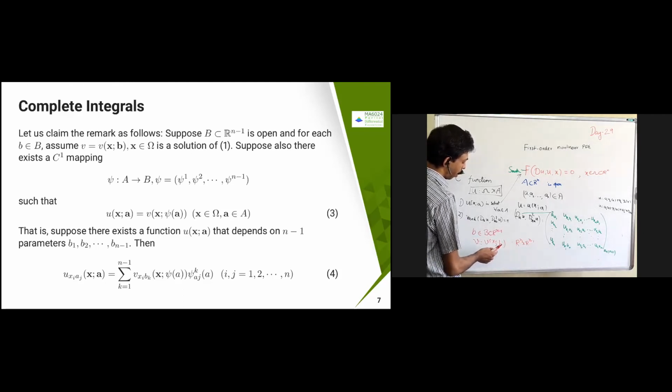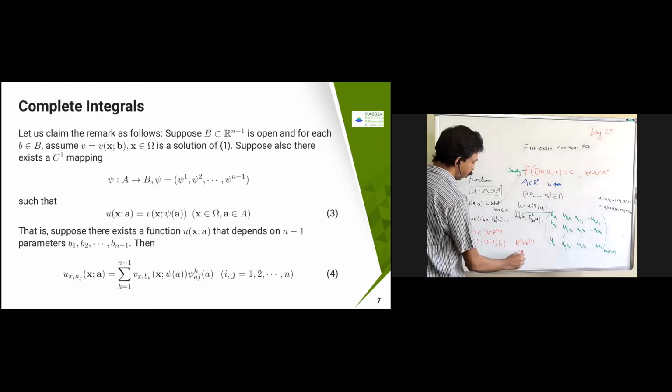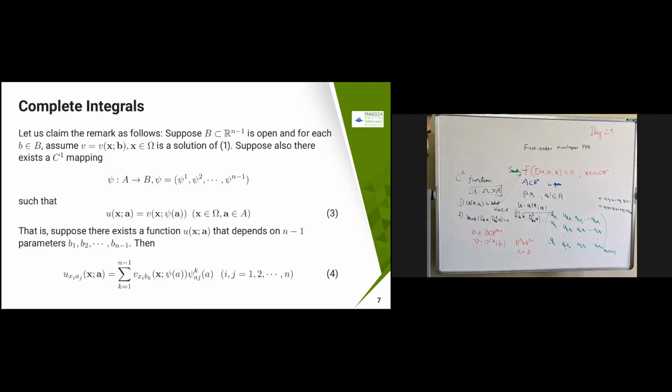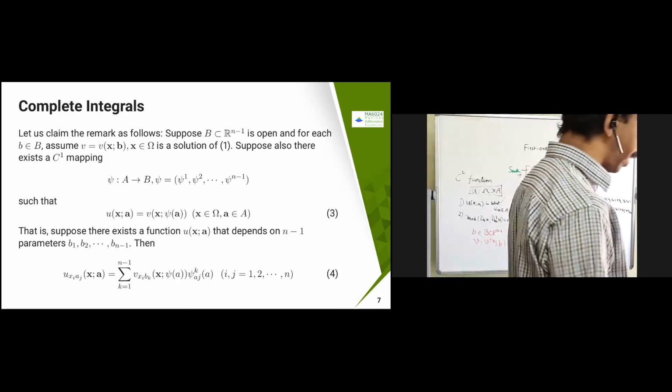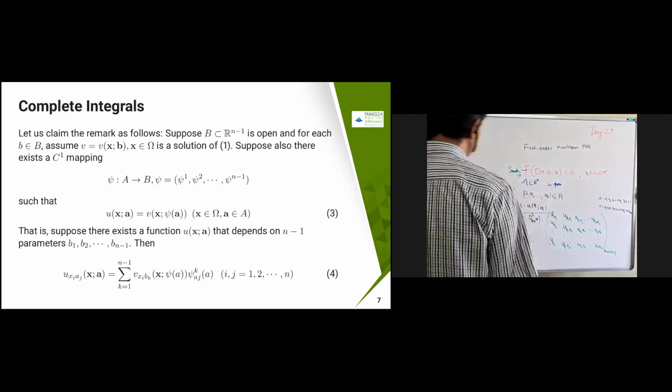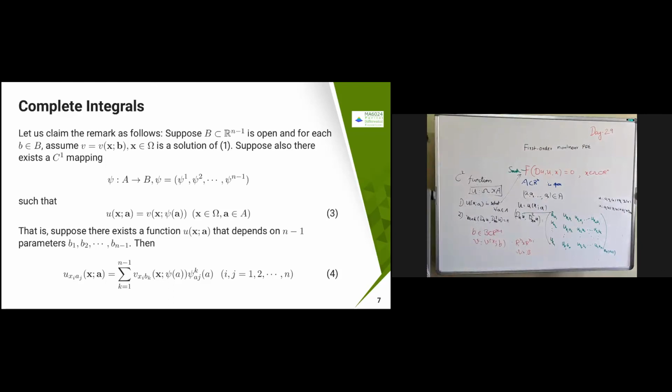This is where n parameters, or n independent variables, are there, with n minus 1. So that means this is going to become a subset of omega cross b. Suppose there is another mapping, a mapping psi, such that it is a mapping from A to B.